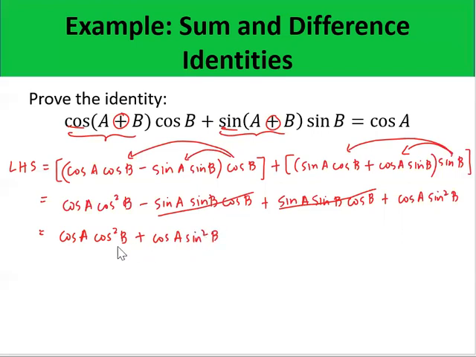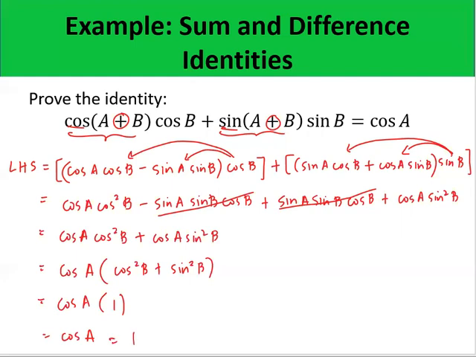Since these two terms have a common factor, cosine A, we can factor out cosine A, and then the second factor will be cosine square B plus sine square B. And this is equal to positive 1 by the Pythagorean identity. So cosine A times 1 is equal to cosine A, which is our right-hand side of the equation. So this proves the identity.